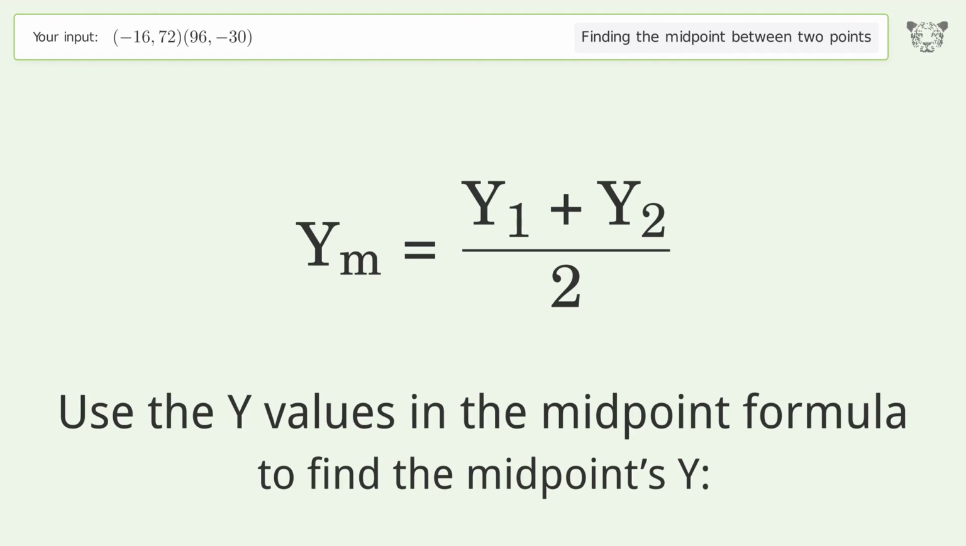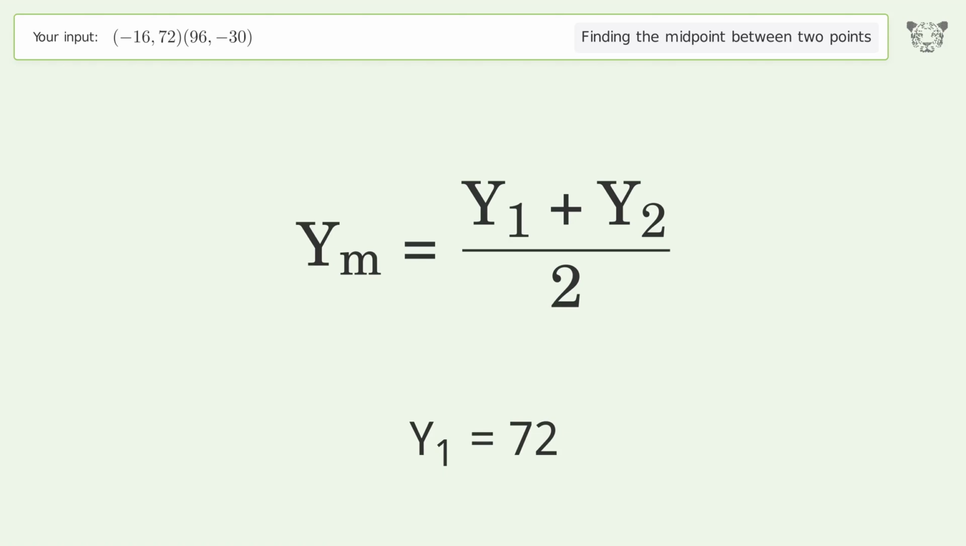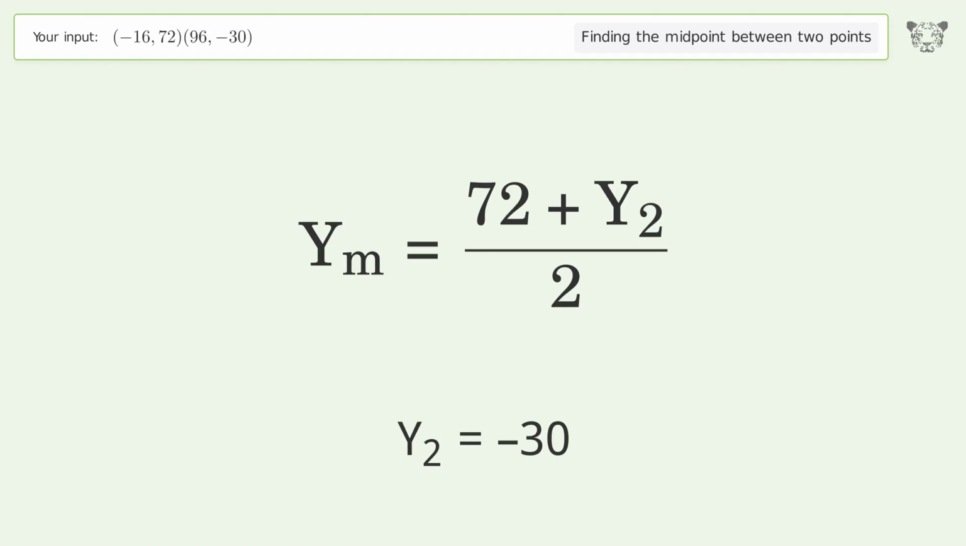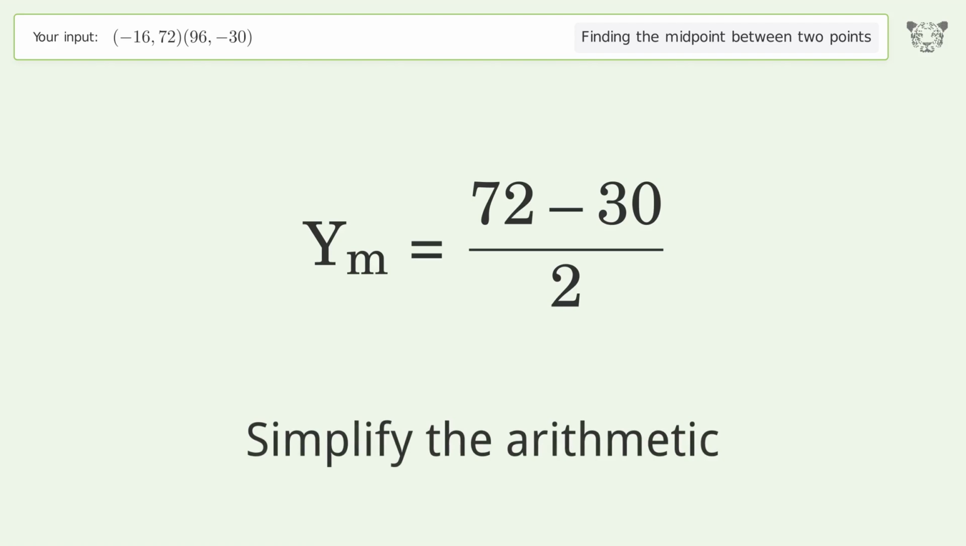Use the y values in the midpoint formula to find the midpoints y. y1 equals 72. y2 equals -30. Simplify the arithmetic.